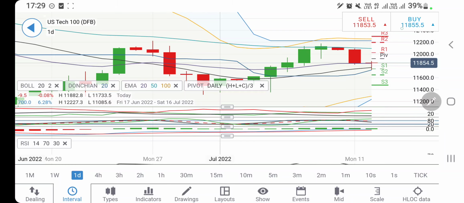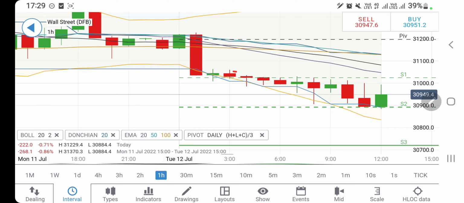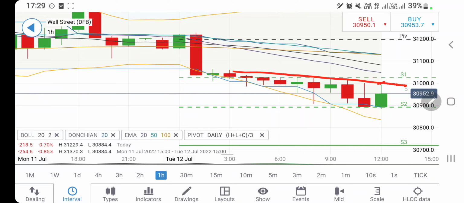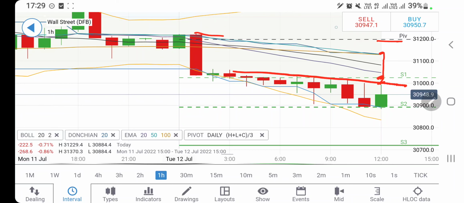Now let's have a look at Dow US 30 on the hourly chart. See the lower highs it is trying to give. 31,000 is the level I will be looking forward to. If it breaks past 31,000 and 31,050, watch out for these two levels. If it breaks past this, you can definitely go long for 31,150 levels, and then 31,200 should come into the picture. Any move beyond 31,200 should be considered a bullish move, and it may rise strongly beyond those levels.